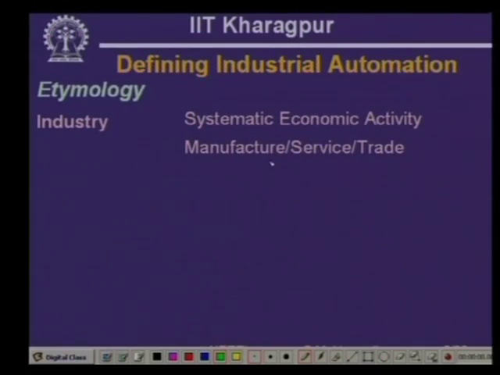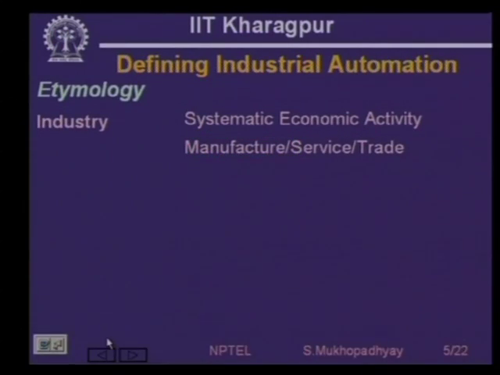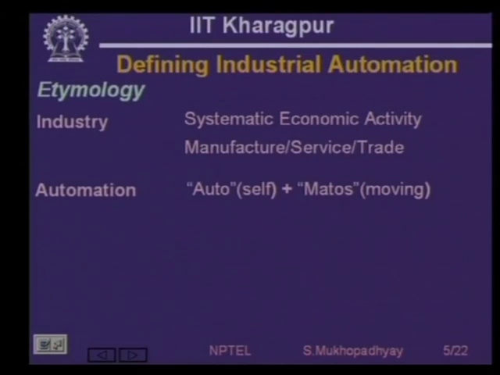In this course, we are primarily concerned with manufacture. So, we will essentially be talking about manufacturing industries, right. Next is what is the meaning of the term automation. The term automation is actually derived from two Greek words. One is called auto, which means self, and another is the word matos or moving. So, together an automaton is a device or an object which moves by itself.